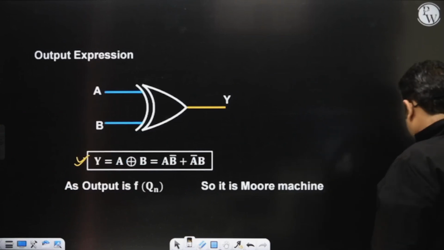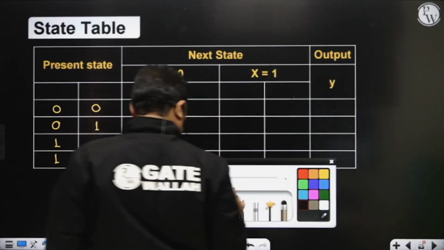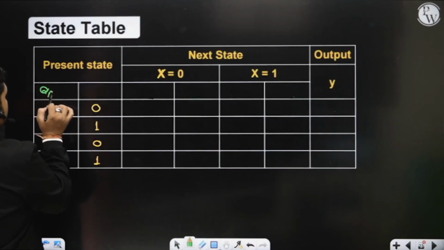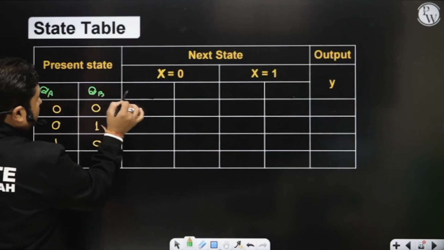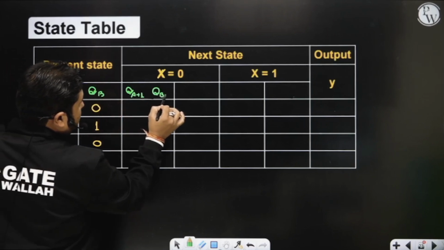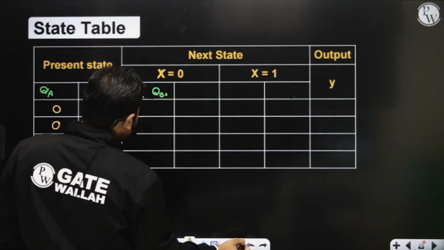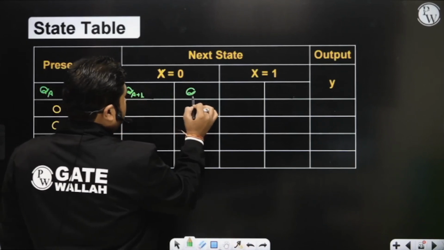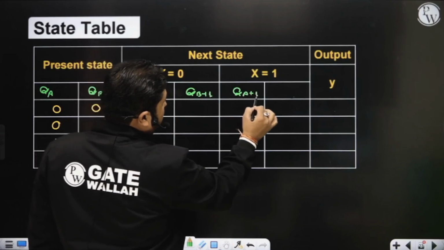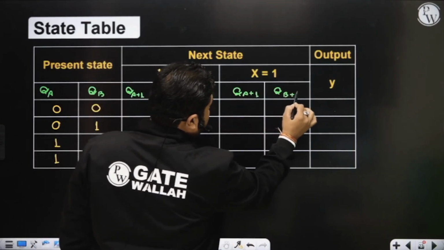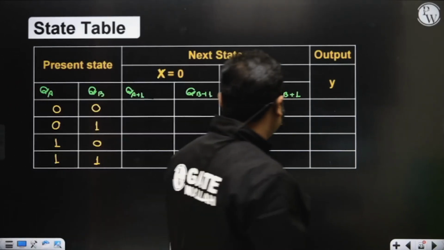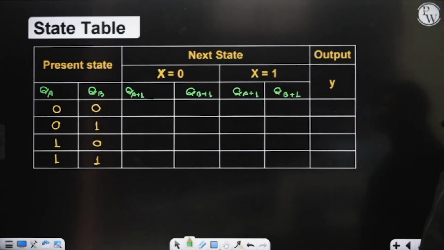So let me represent in terms of QA, QB. This will be QA, QB, then QA plus 1, QB plus 1 with x equals 0, and QA plus 1, QB plus 1 with x equals 1. It means the next state of the A flip-flop and B flip-flop with x equals 0 and x equals 1.